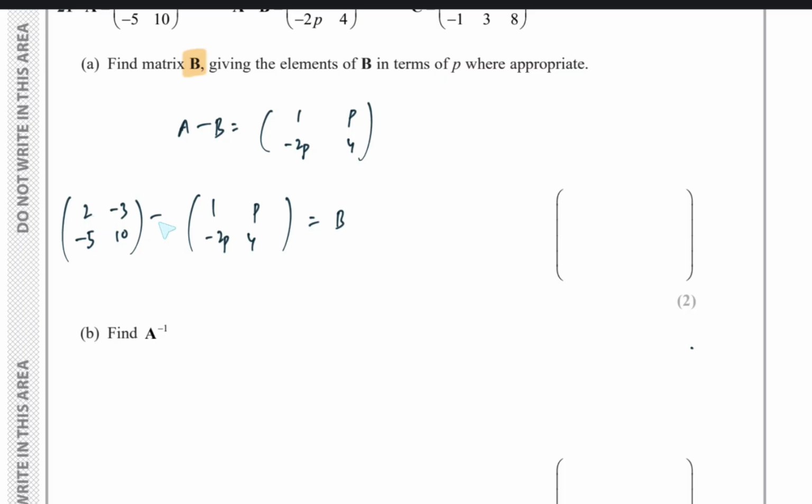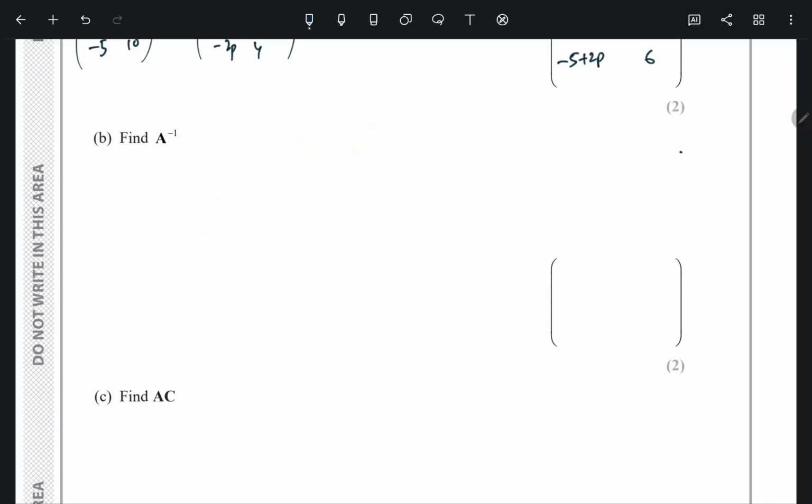So B is going to be 2 minus 1, that's 1. And minus 3 minus b, that's minus 3 minus b. And we have minus 5 minus of minus 2p. So we have minus 5 plus 2p. And we have 10 minus 4, that's 6. And that's our B. Okay, question b says find A inverse.